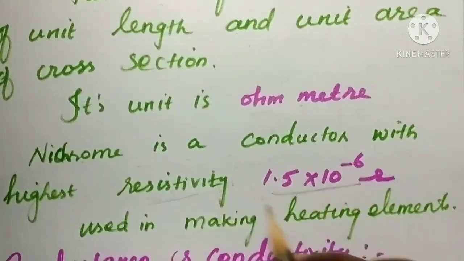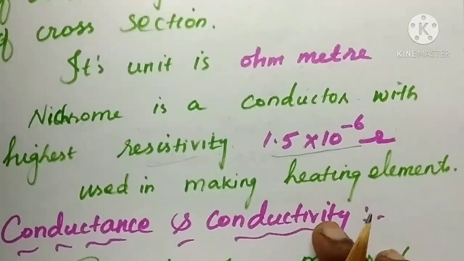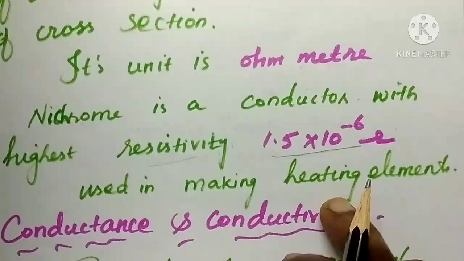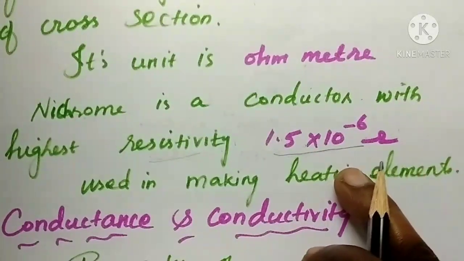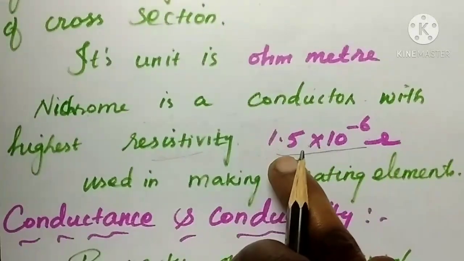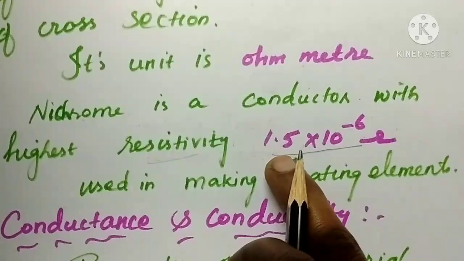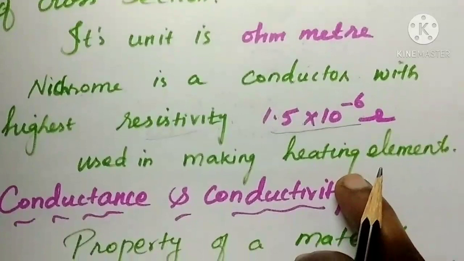And this is the reason the nichrome wire is used in making the heating elements. For example, the iron box and all there, there is nichrome. Because it has the highest resistivity value, it is used for making the heating elements.